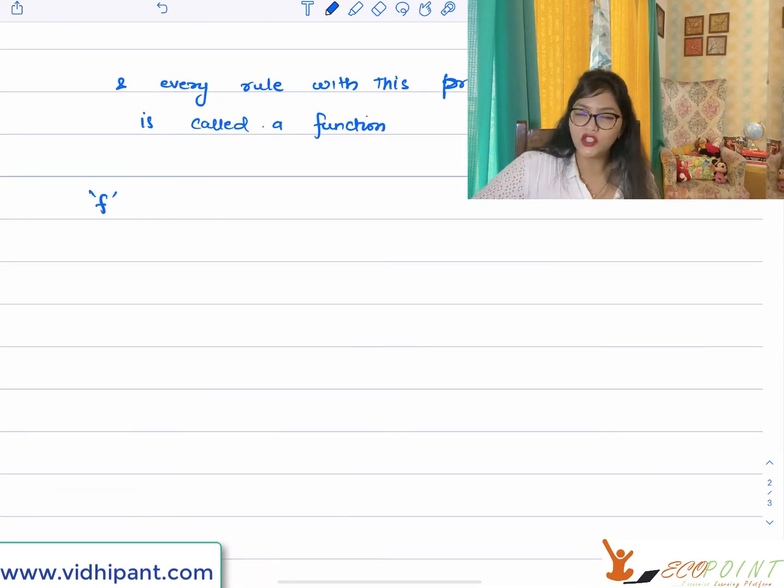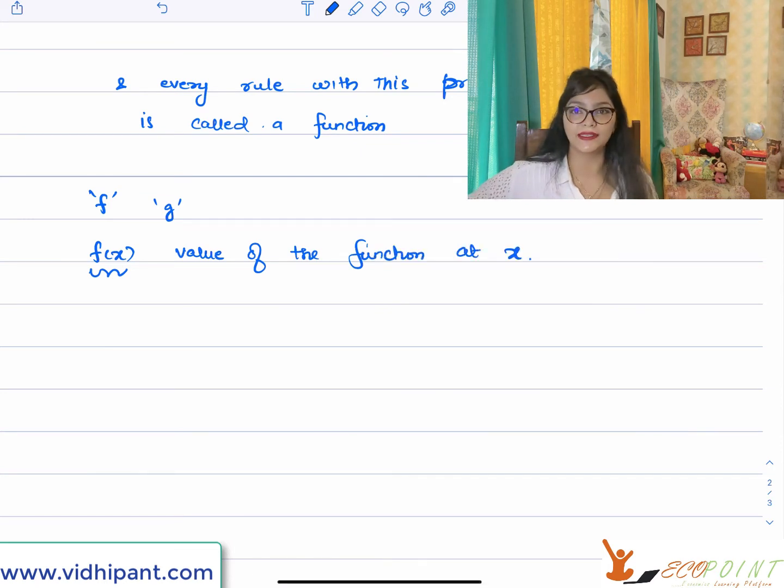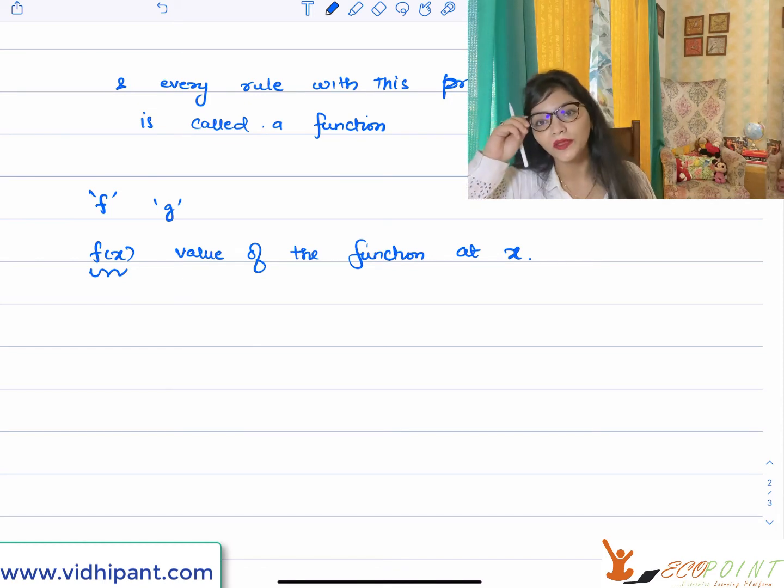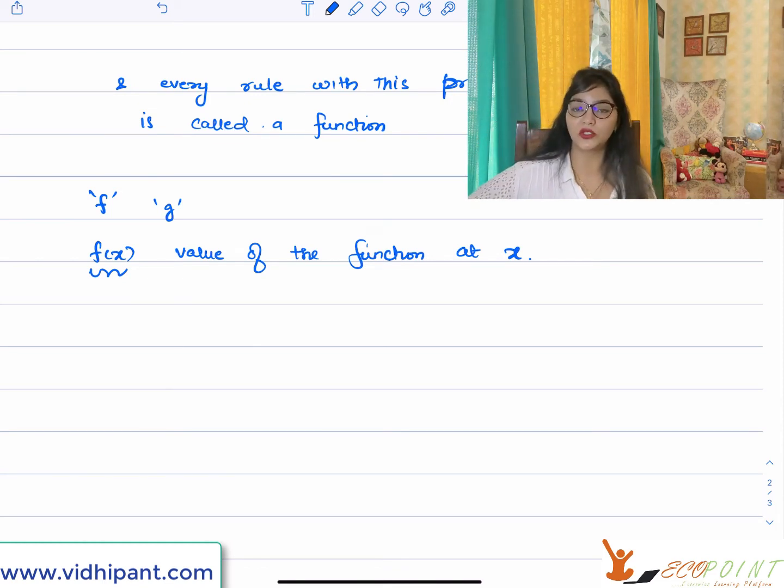It's denoted in general with f, g, h, it could be capital letters also. This is how it is depicted. And when you write f(x), it basically means the value of the function at input x. Okay, so when we write f(x), f is the relation or f is the function, and f(x) means the value of the function at this particular input value x.